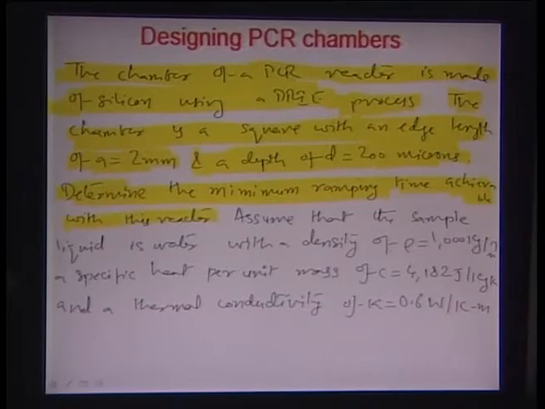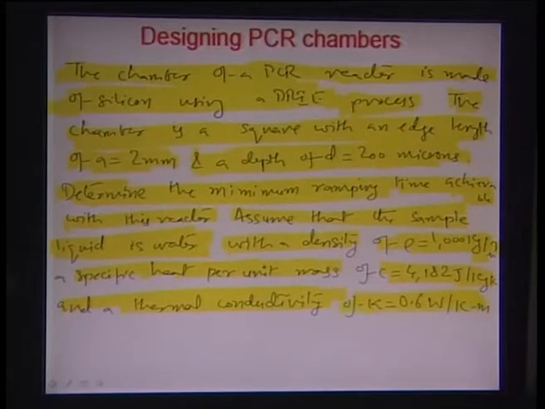So, in this example you have to determine the minimum ramping time which is achievable with this particular reactor design, and you have to assume that the sample liquid is water. Most of the PCR fluid is actually an aqueous based fluid with a little bit of ionic content here and there. So, the density is around 1000 kg per meter cube, as is normally the case with water. There is a specific heat per unit mass of 4182 joules per kg Kelvin, and a thermal conductivity of K equal to 0.6 watts per Kelvin meter. And so, you have to design the chamber in a manner that you can determine the minimum ramping time which is achievable by this system.